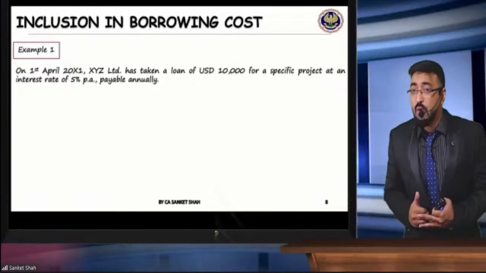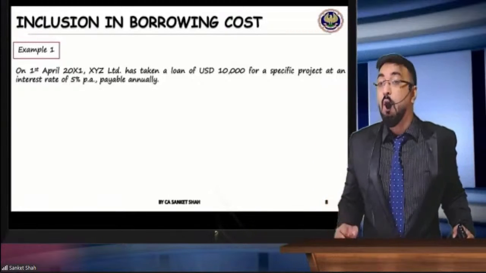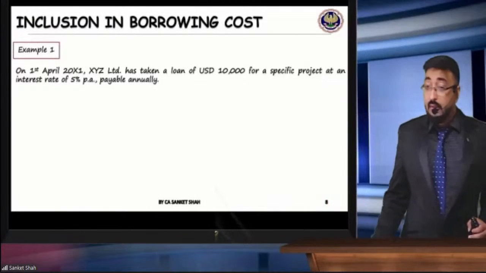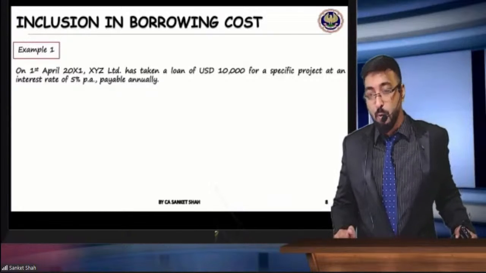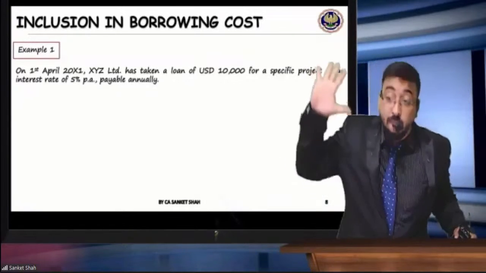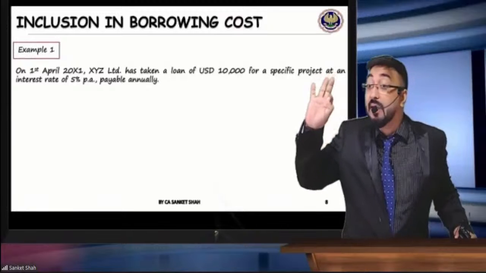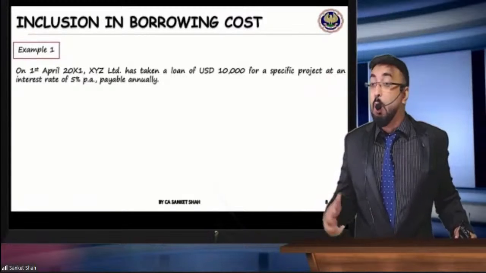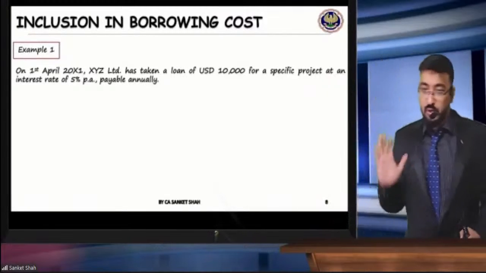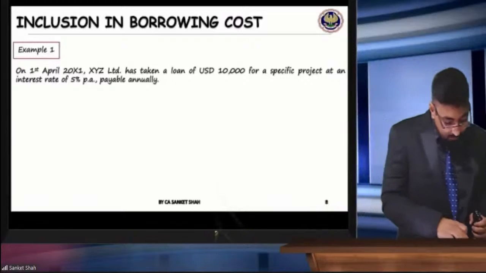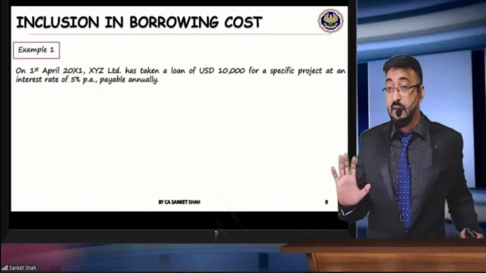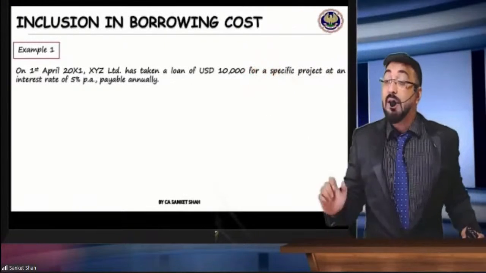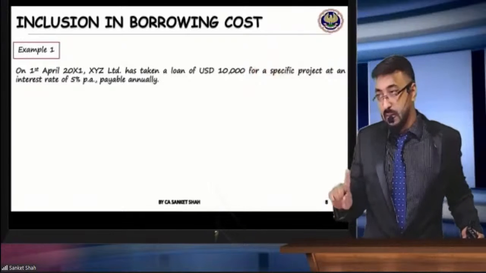So on 1st April 2001, beta, there is a loan of $10,000 for a specific project at the rate of interest 5%. So beta, interest rate is 5%, and $10,000 is the loan amount. Okay, we understood it. $10,000 and interest rate 5%. So they borrowed it from USA. Why? Because $10,000 and the USA interest rate is 5%.